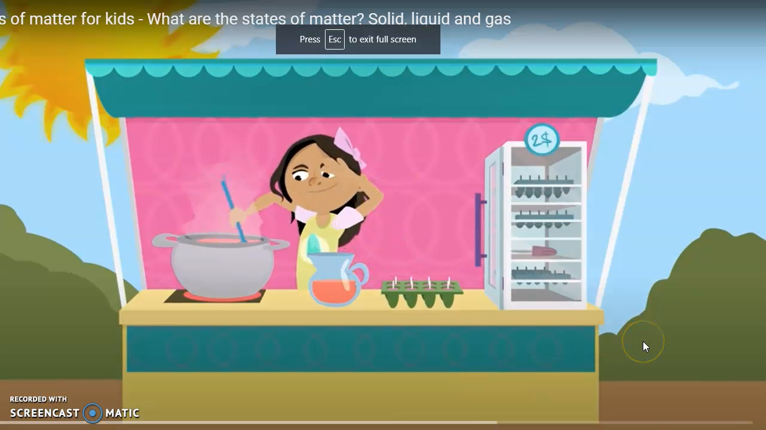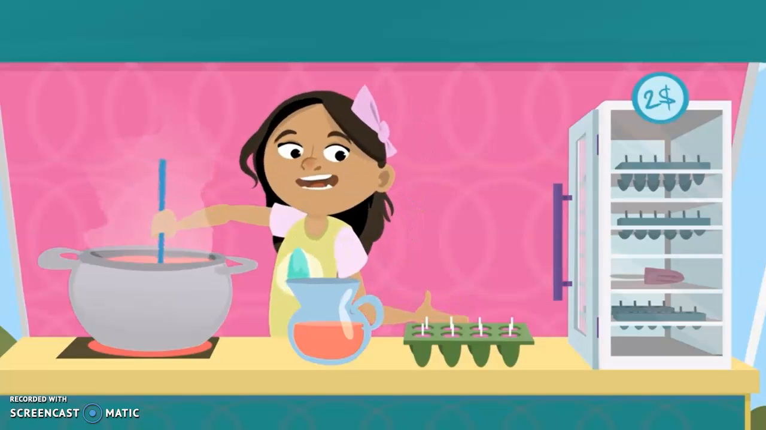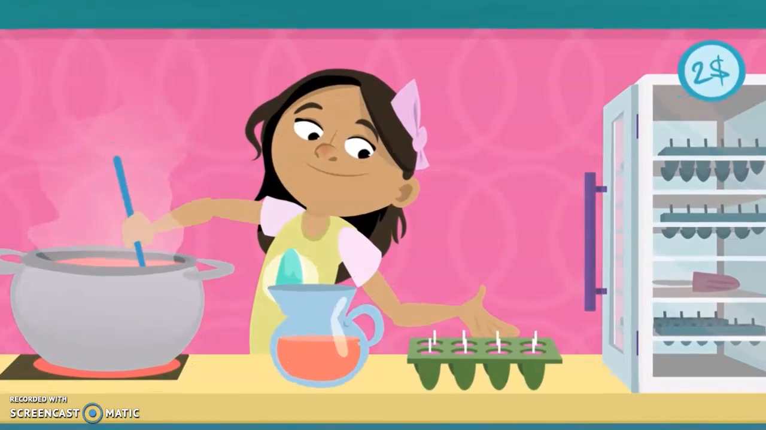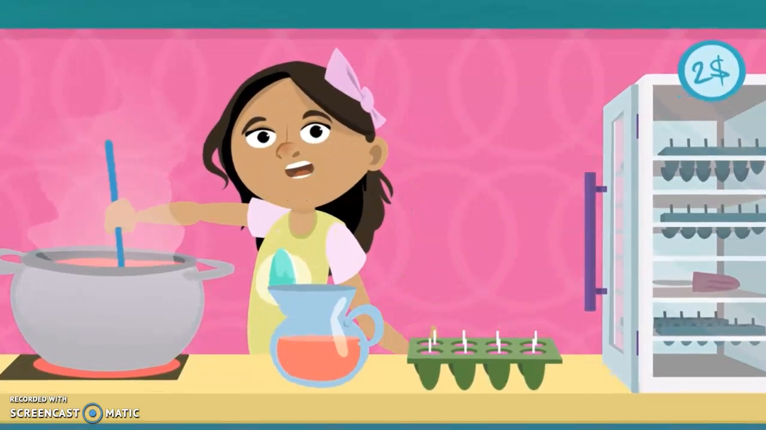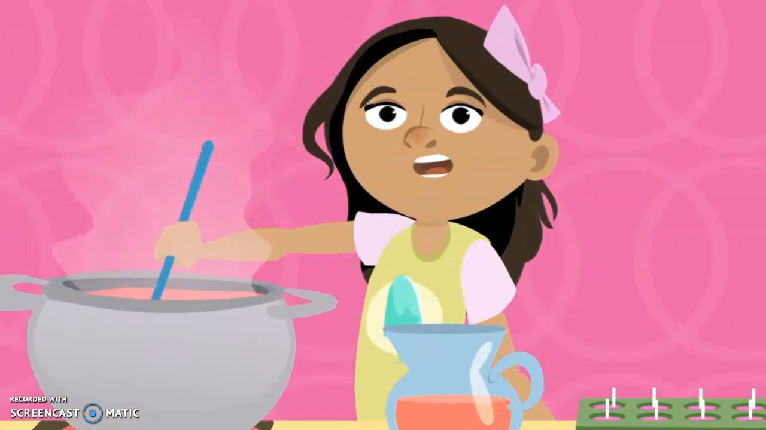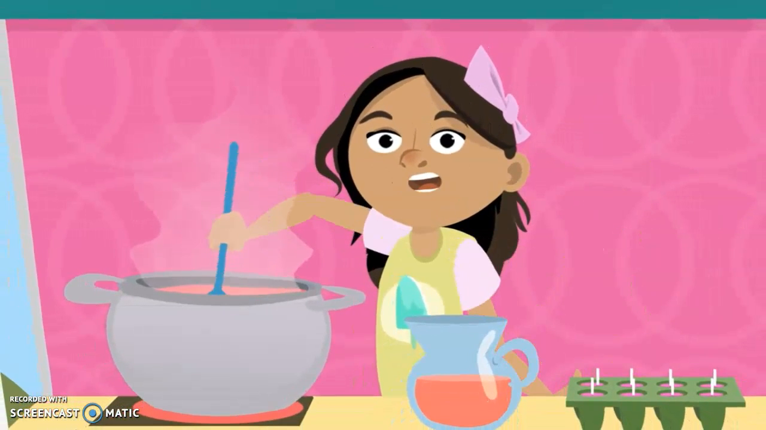Ugh, it's so hot. Hey there, I'm making some strawberry popsicles. It's steaming hot today, and I really wanted to have one. But for them to stay solid, I'd have to put them in the freezer like these ones and wait for a while. Really? You don't know what a solid is? It's one of the states of matter. Don't worry, I'll tell you all about them right away.